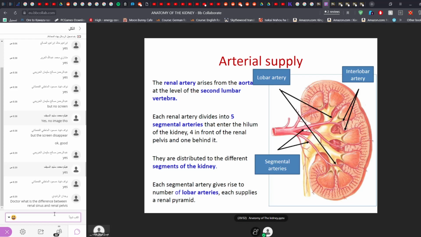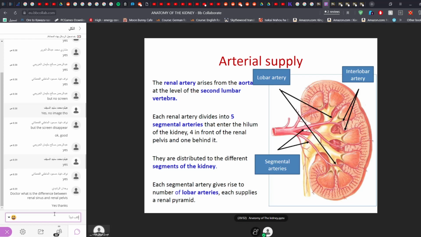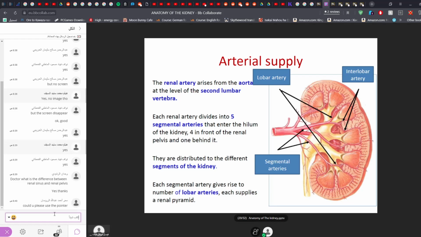Each renal artery divides into five segmental arteries. You can see one, two, three, four, five. These are the five.